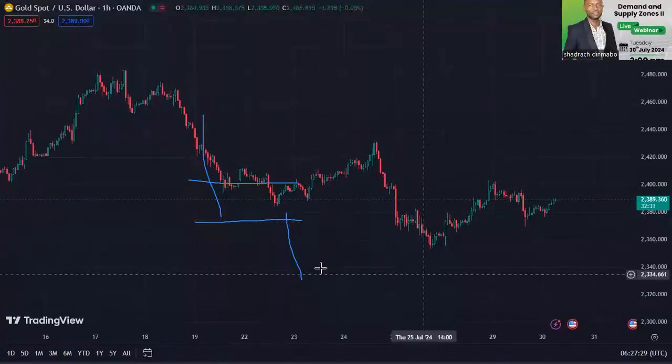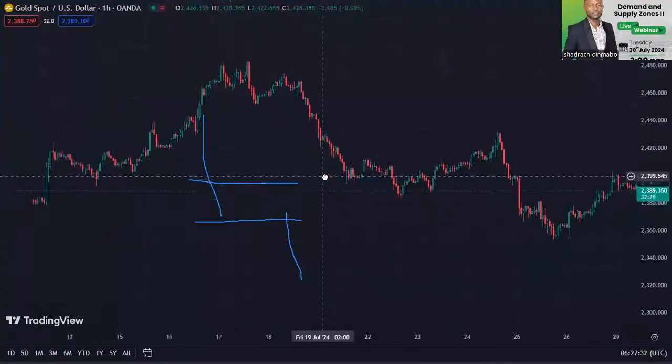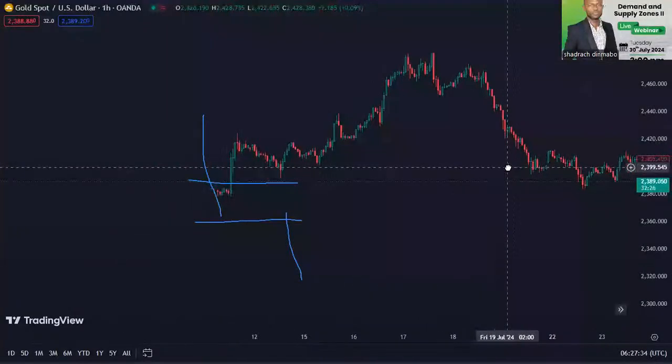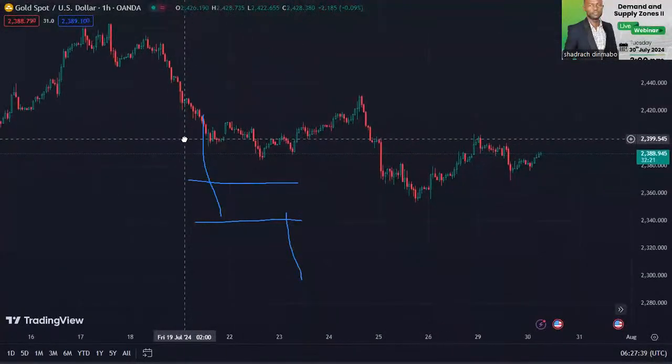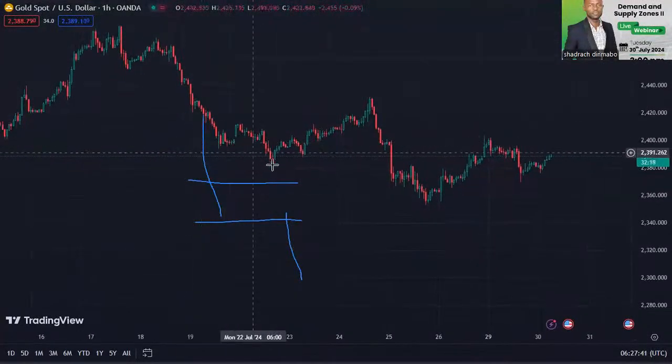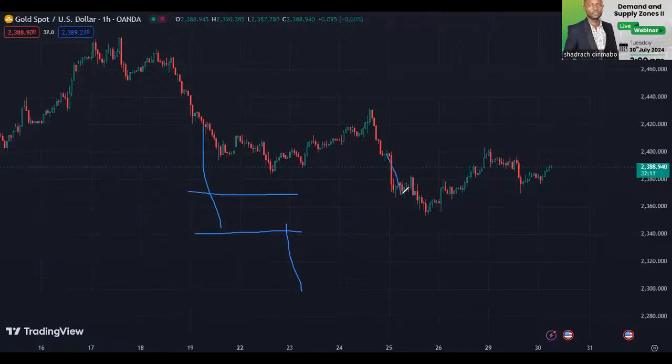So we can see probably enough of those patterns at a lower time frame. Like here, let's identify another one. So drop, base, drop. It goes on that way. So let's just identify more of it.